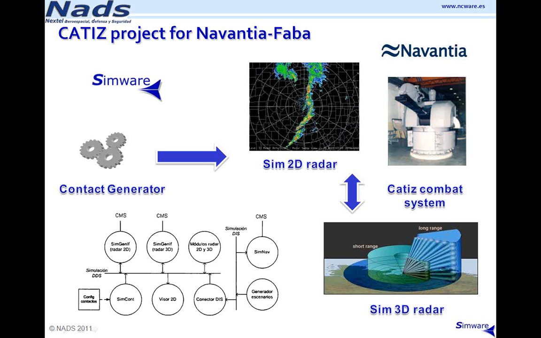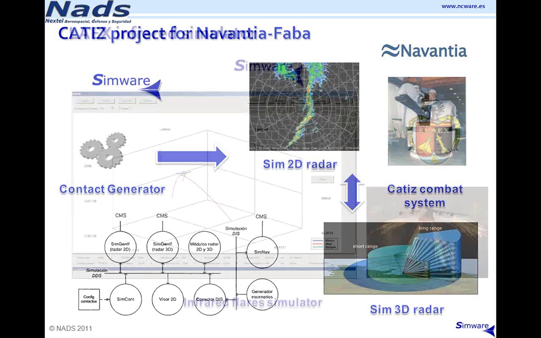The elements of simulation, 3D radar and 2D radar, that communicate with the combat system will obtain information about radar contacts and their on-ship information from a common contact generator. The project simulates over 200 contacts in real-time simulation, with TTS and SimWare.